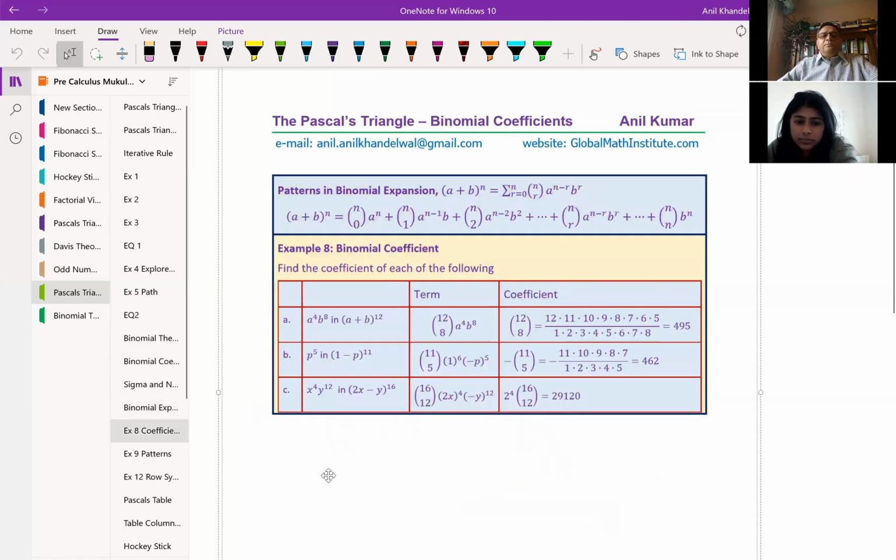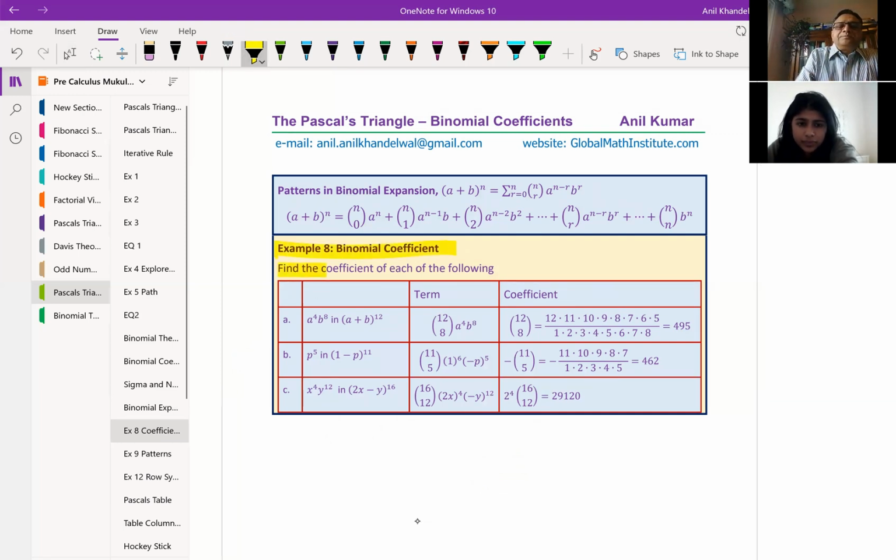Let's go to example number 8, which is, again, kind of similar. Now, can you please read example 8, the question? Yes. Find the coefficient of each of the following: a to the 4, times b to the 8, and write it in the form a plus b to the power of 12. So in the expansion of a plus b to the power of 12, what is the coefficient of the term which has a to the power of 4, b to the power of 8? That is the question. Do you understand?